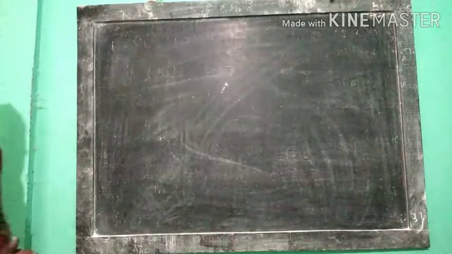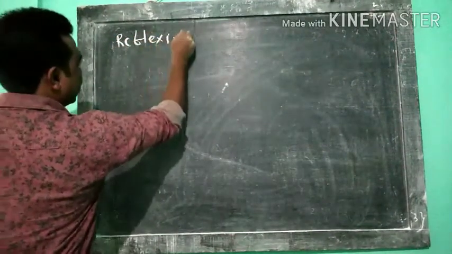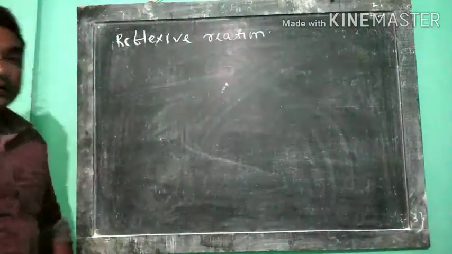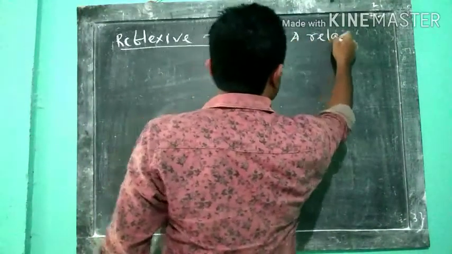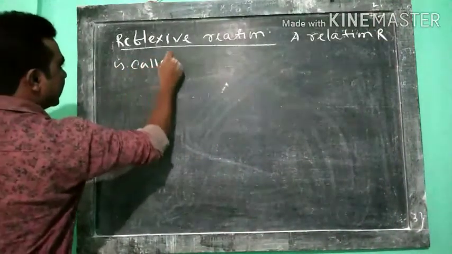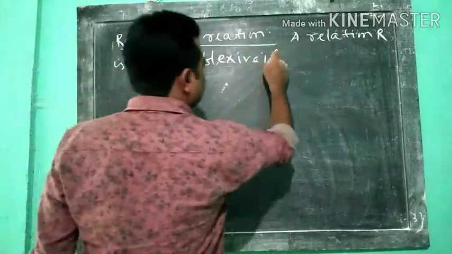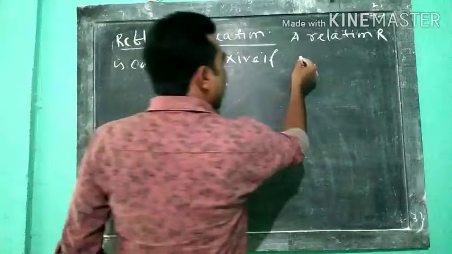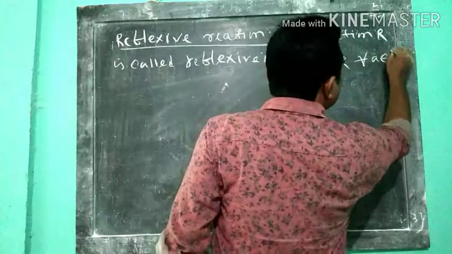Now we are going to discuss reflexive relation. A relation R is called reflexive if (a, a) belongs to R for all a belongs to A.